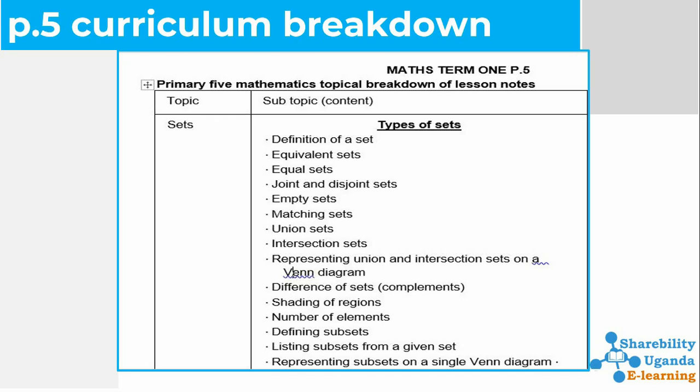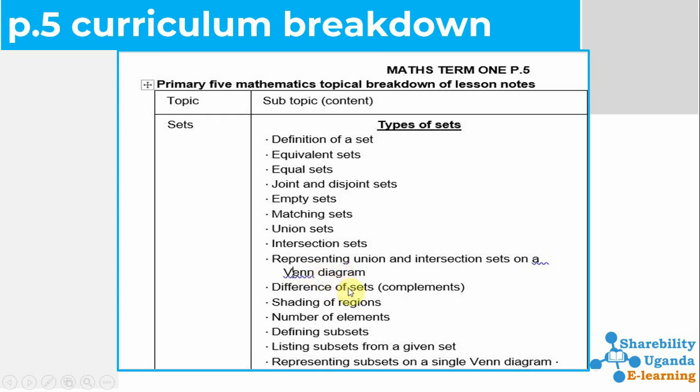So in this breakdown, you can see, as I've said, that we shall look at these sets. We shall define the sets. Then we look at these various types of sets: the equivalent, the joint and disjoint, empty sets, matching sets, union sets, intersections. Then also we shall make videos on how we can represent these sets on our Venn diagram.